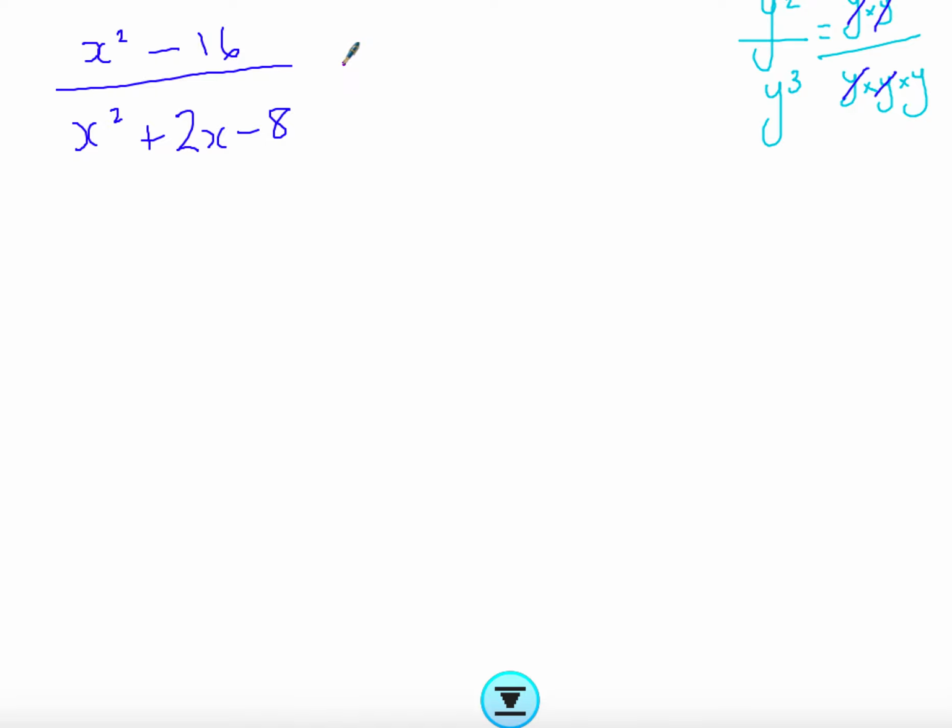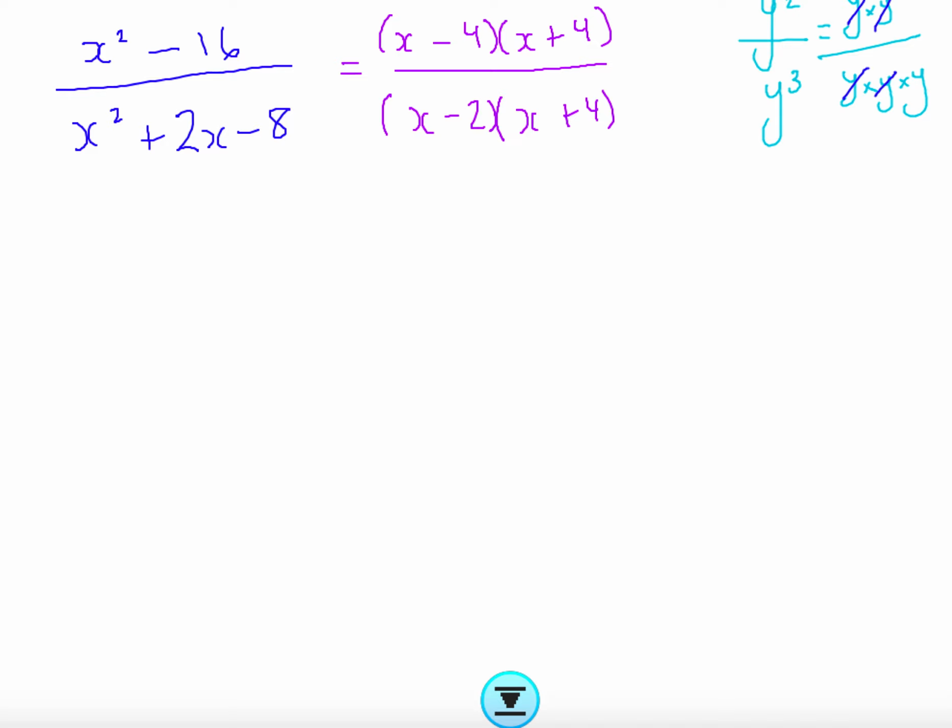And you need to start factorizing each one. I have a video on how to factorize the numerator and denominator, so I'm not going to go into too much detail on these, so please watch them. How to factorize the numerator, it's the difference of two squares, so this will be x minus 4, x plus 4. And factorize the denominator, this is factorizing quadratics. So again, do watch the video on this, and the factorization of this is going to be x minus 2, x plus 4.